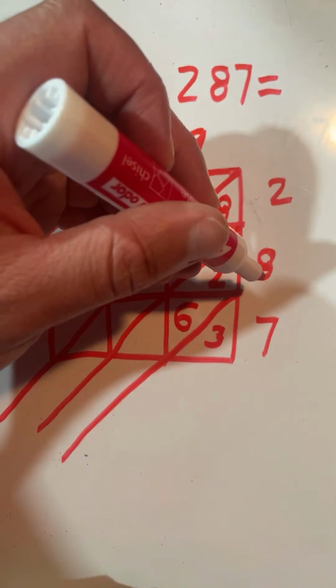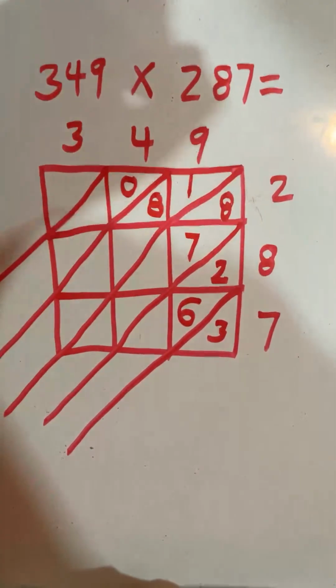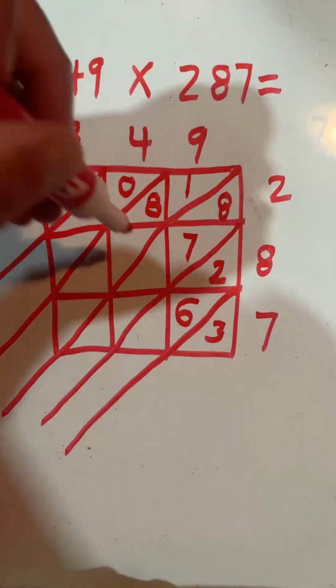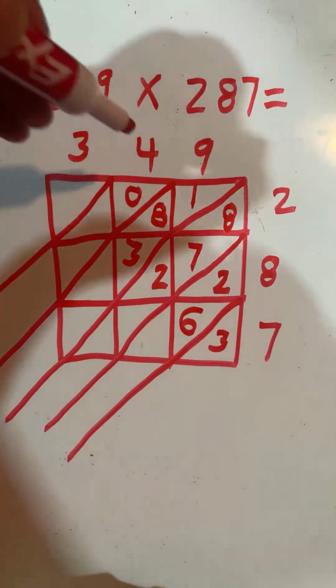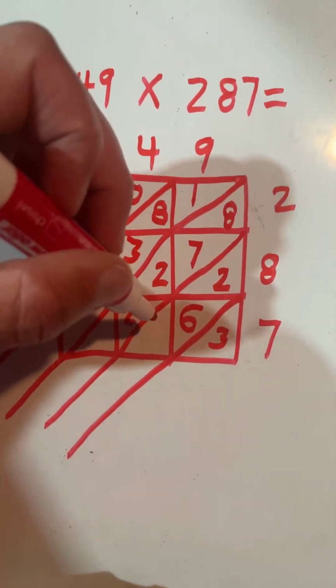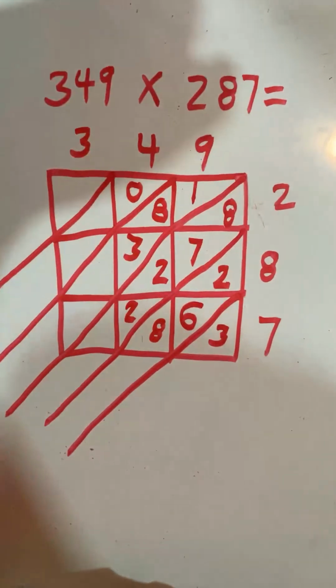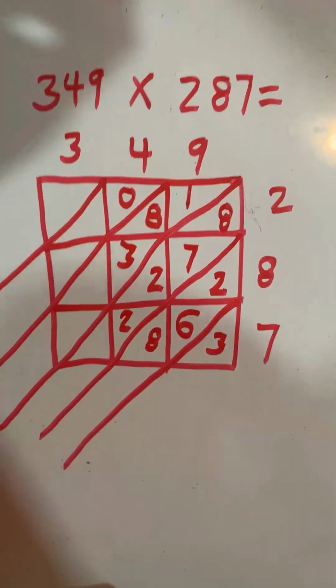4 times 8 is what we multiply next. The answer to 4 times 8 goes in this square. 4 times 8 equals 32, so 3 in the top triangle, 2 in the bottom triangle. 4 times 7 equals 28, so 2 in the top triangle, 8 in the bottom triangle here. One more set of multiplication problems.